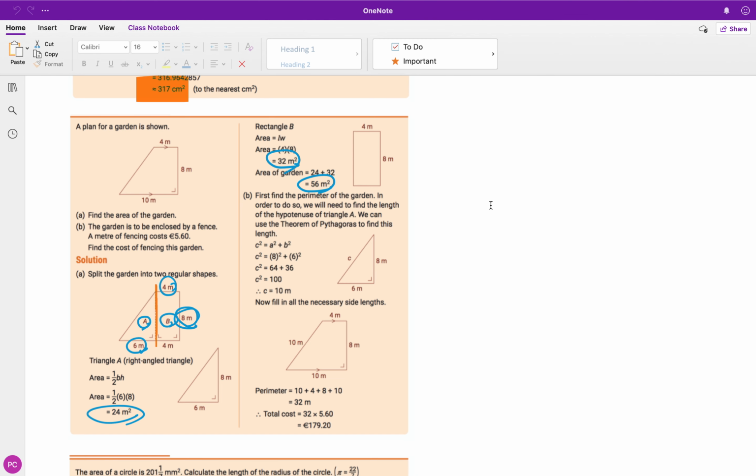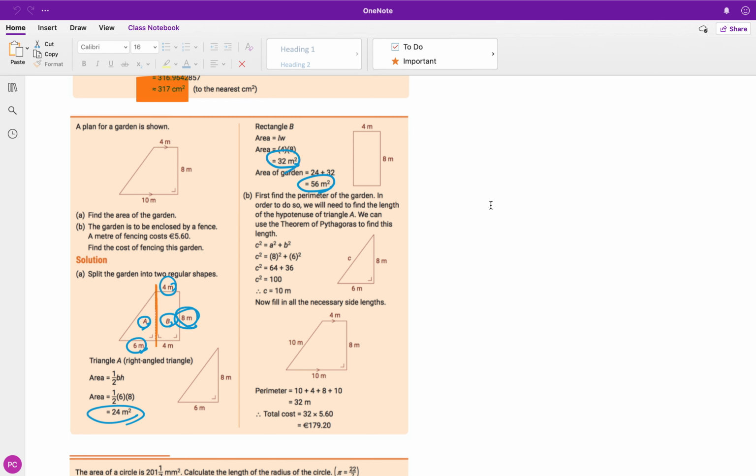The garden is to be enclosed by a fence. A metre of fencing costs $6.50. So you're going to have to cover all the outside. So you're thinking about circumference or perimeter here. Find the cost of fencing. Okay. Well, first off, we're going to need the length.